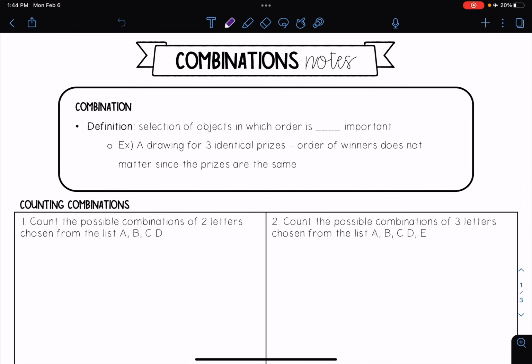Hello everyone. In today's lesson we're going to be talking about combinations. So last time we talked about permutations, and that was when the selection of objects is important.